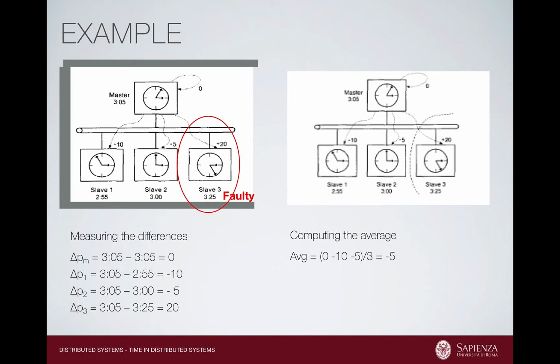Then there is a difference of minus 5 minutes with the second client, and then the third client is considered faulty because the difference is more than 20 minutes. So the third client is going in the future with respect to the master by something that is above a certain threshold. And then the master computes the average of all these differences, and this average is minus 5. And note that when he computes the average, he is filtering out the bad computer, that is slave 3.